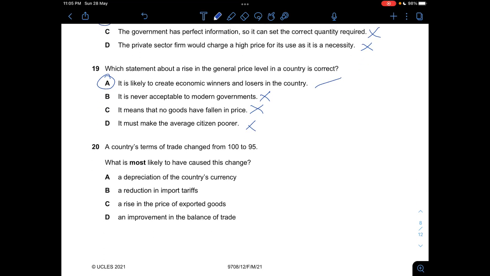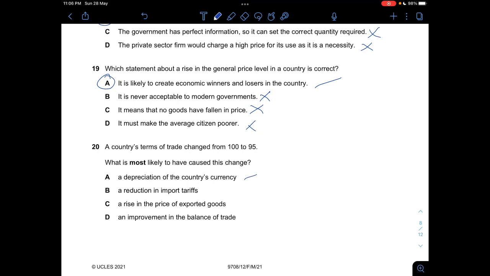Question 20, a country's terms of trade change from 100 to 95, which means that the price index of imports is higher than the price index of exports. So what is most likely to cause this change? A, it says the depreciation of the country's currency, which is correct.